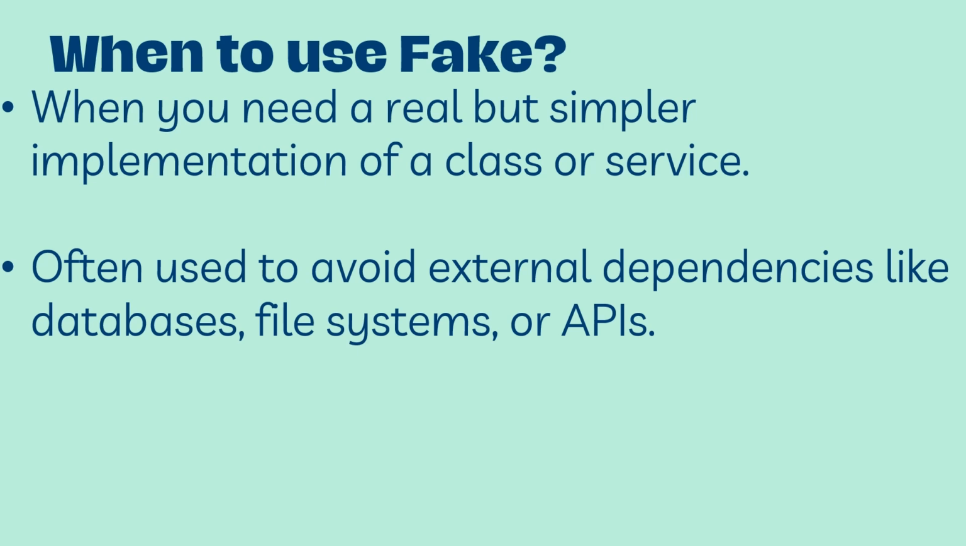When you need a real but simpler implementation of a class, a service, or data, you need to use a fake. It is often used to avoid external dependencies, as I explained, like database, file system, API, network systems. Whenever you are writing test cases, you can create your fake instance of the data. There are multiple ways of creating a fake database. You can use Bogus, you can use another third-party library to create fake data, or you can create a simpler fake implementation of your data which you can use.